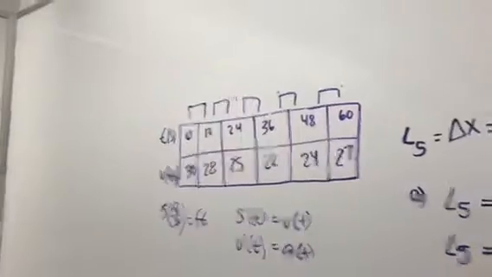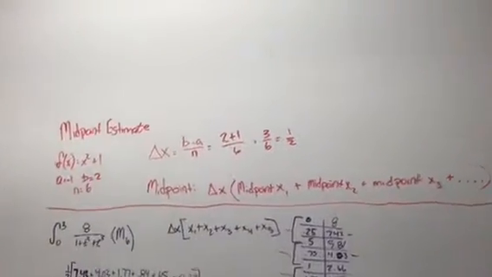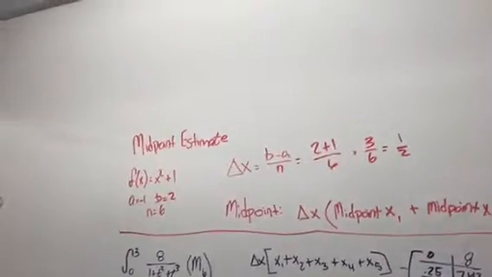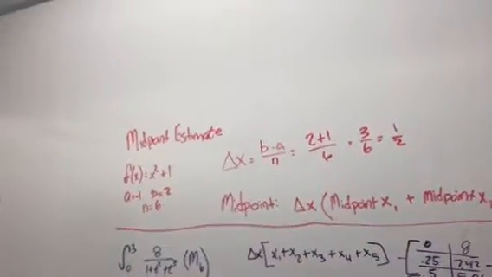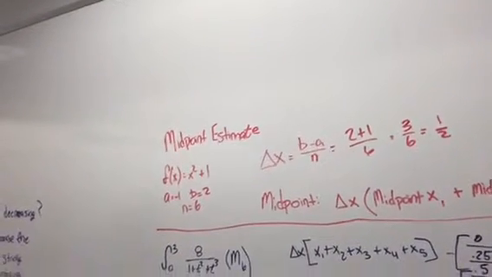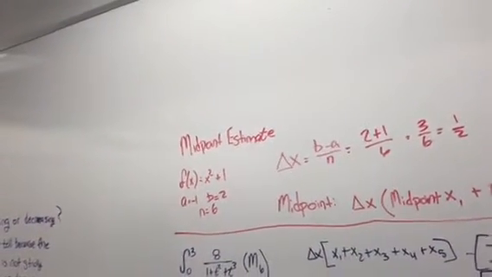Next, when it comes to Riemann sums, we're going to talk about the midpoint estimate. The midpoint estimate gives the most accurate estimate because it is between the left hand sum and the right hand sum estimates.